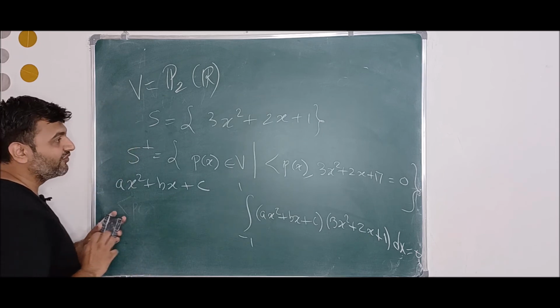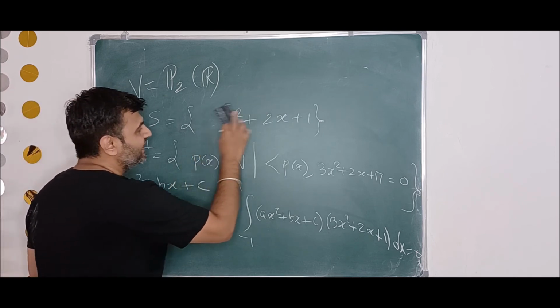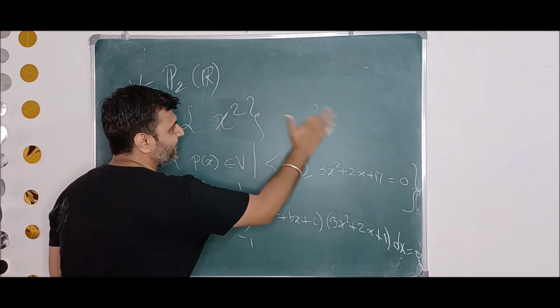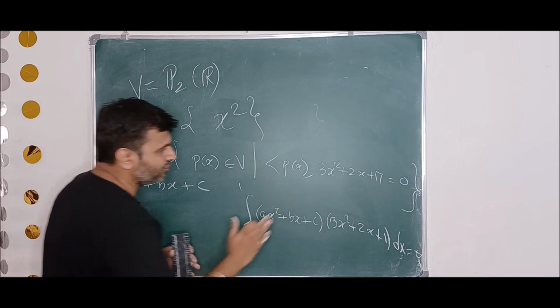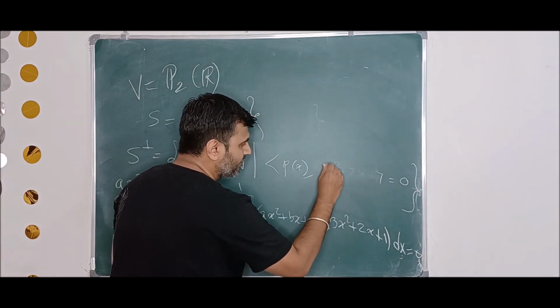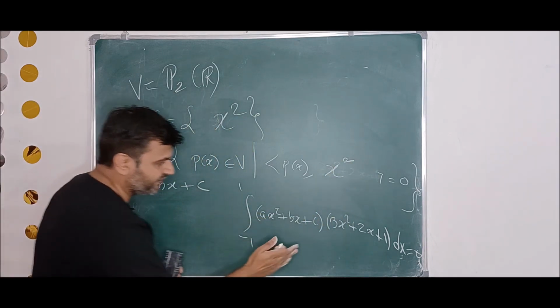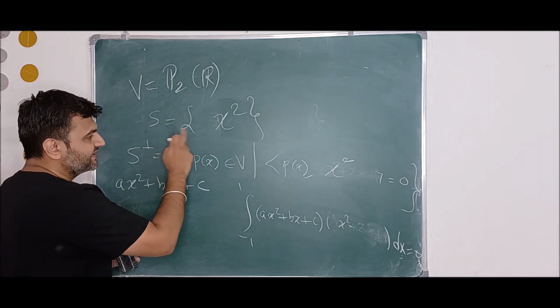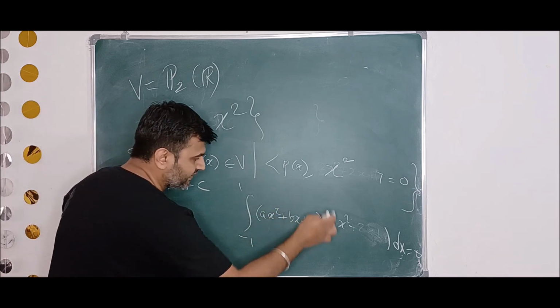So just to avoid such a big calculation, let me only take x square. The idea is the same, but it will take a lot of time. For practice, if you want, you can play with this polynomial, but just for simplicity, just to save your time, let me only take S to be x square. Okay, so I have written here x square.